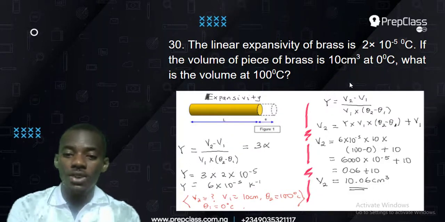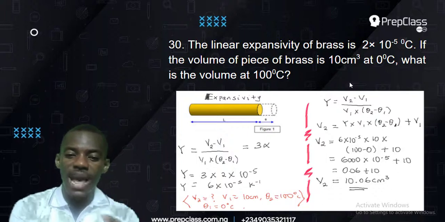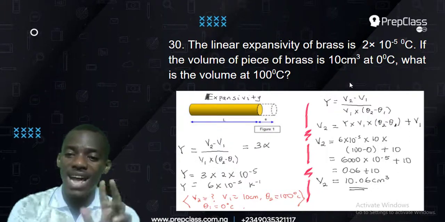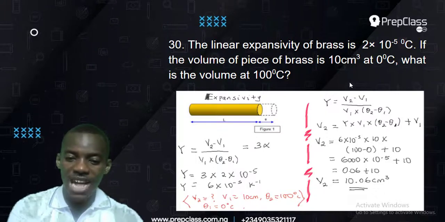So I began by saying volume expansivity Y is 3 times linear expansivity, 2 times 10 to the power -5. That gives me my volume expansivity as 6 times 10 to the power -5 per Kelvin. That's the unit of volume expansivity, not degrees Celsius. Per Kelvin.